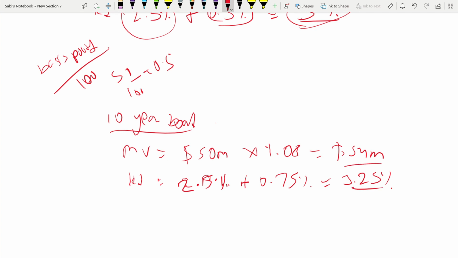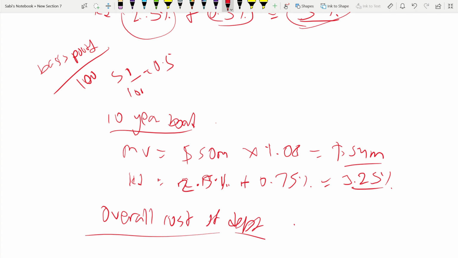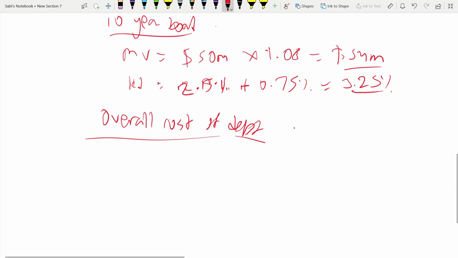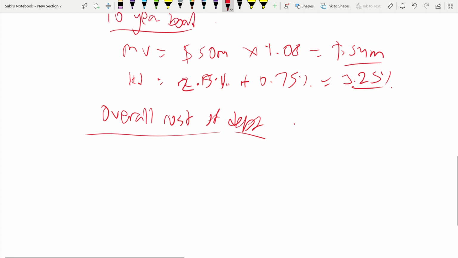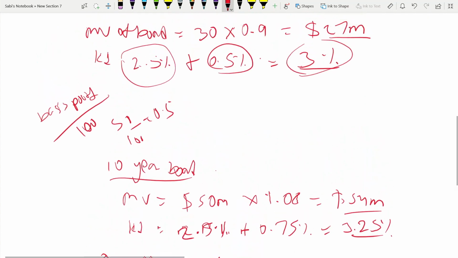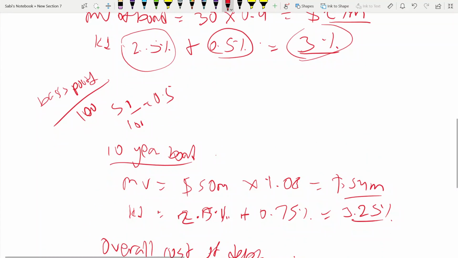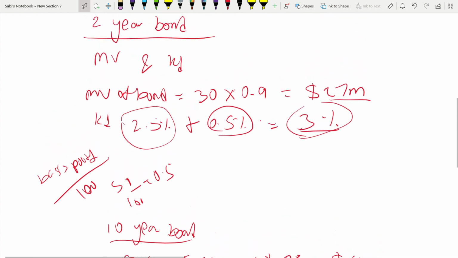Now the overall cost of debt, because you have two types of bond. Bond can be any type. You can even get a loan also with this bond. That is also possible. 3-4 types of debt you can get. So you have to find the weighted average cost of debt. To find the weighted average cost of debt, remember, you need the ratio. How do you get the ratio?